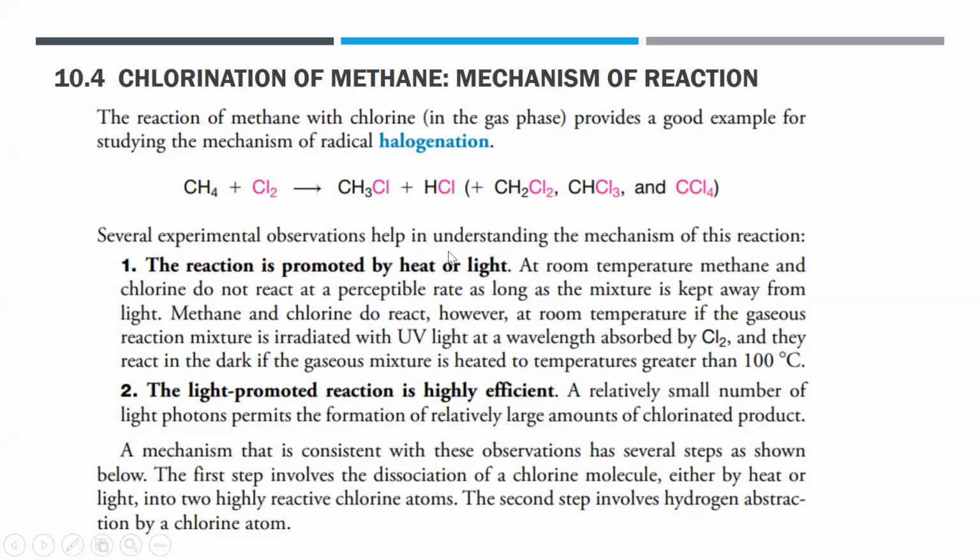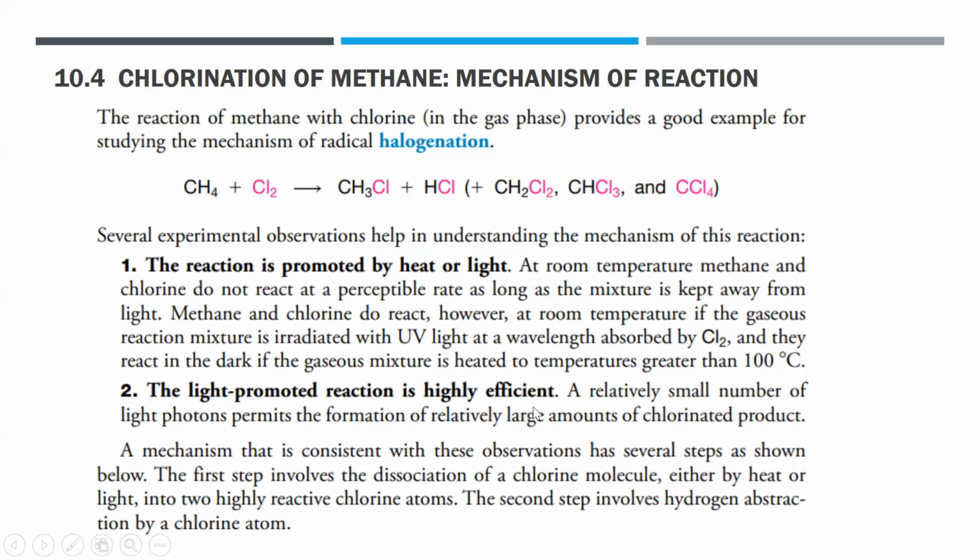Now, several experimental observations help in understanding the mechanism of the reaction. Number one, this reaction is promoted by heat or light. Without that, we cannot actually produce a radical. We can look at the mechanism later. And methane and chlorine do not react at room temperature. So for this kind of reaction, we always indicate it's under UV or under light.